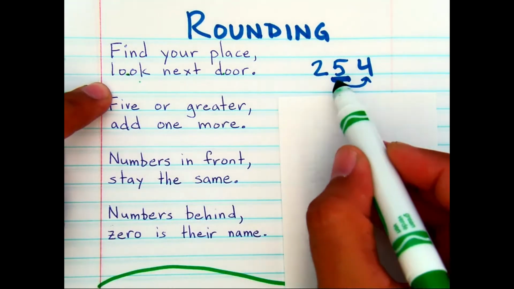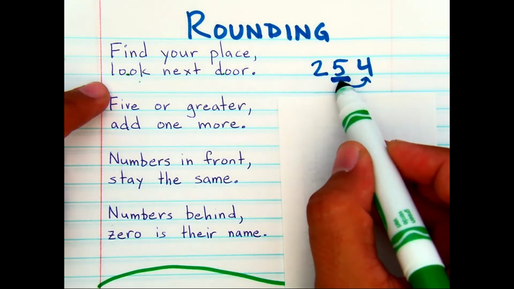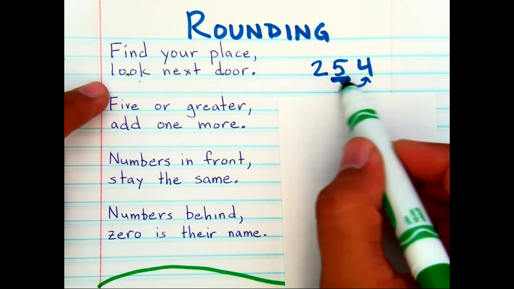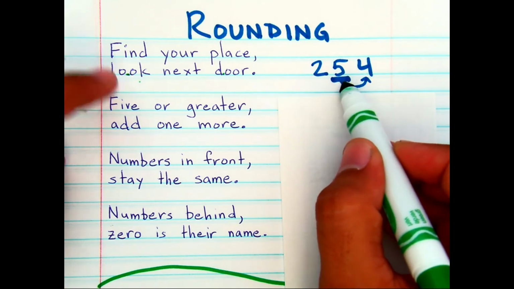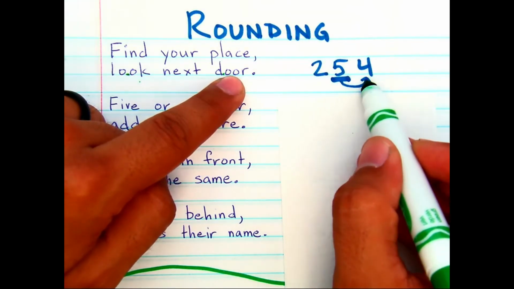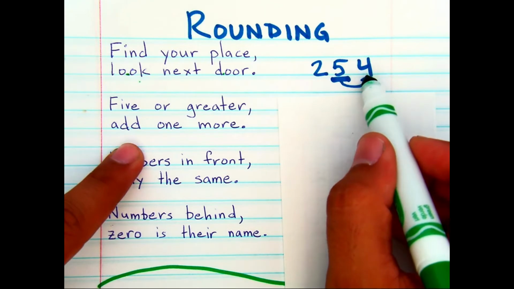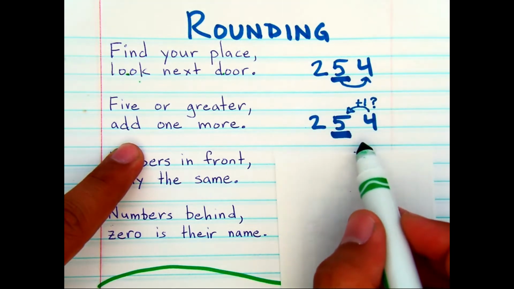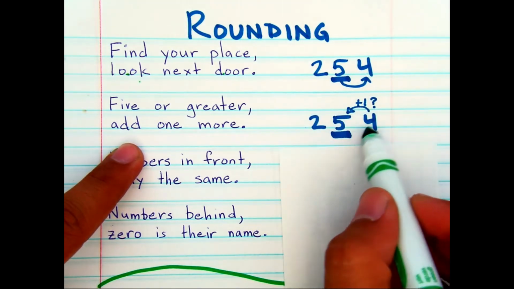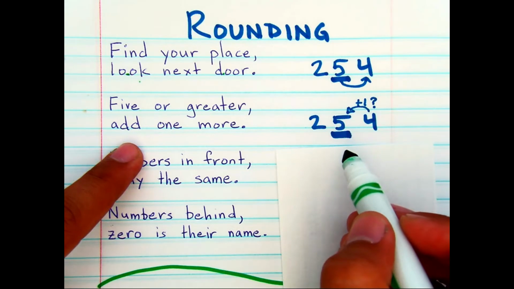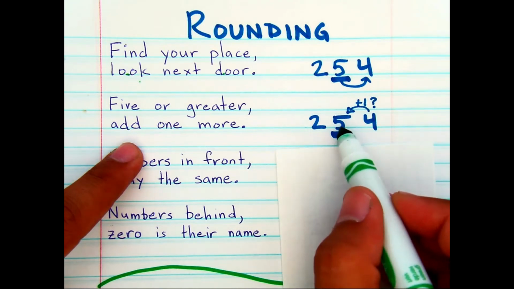And so when you find what place value you're being asked to round, in this case the example is tens. Round to the tens place. You underline the tens digit, and you look next door to the right. The next step is if it's 5 or greater, you add 1 more. So in this case, the 4 is not 5 or greater, so we will not be adding 1 more. So the 5 in the tens place stays the same.